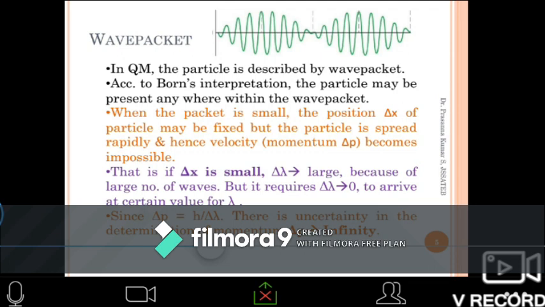When the packet is smaller, delta x is smaller. When the packet size is smaller, delta x will be smaller, and you are more confined at the center of the packet. It means there is more chance, more certainty, of finding the particle. Since the packet becomes smaller and smaller, inside you have many different waves. Since it is associated with the de Broglie waves, the d lambda becomes large, but the requirement is that d lambda should be smaller.